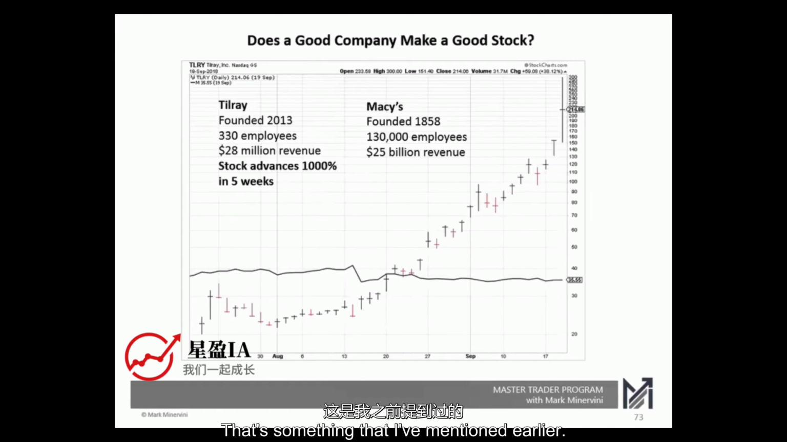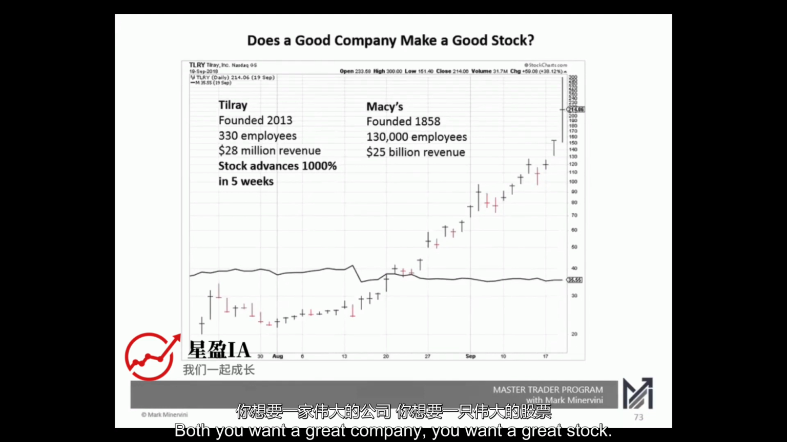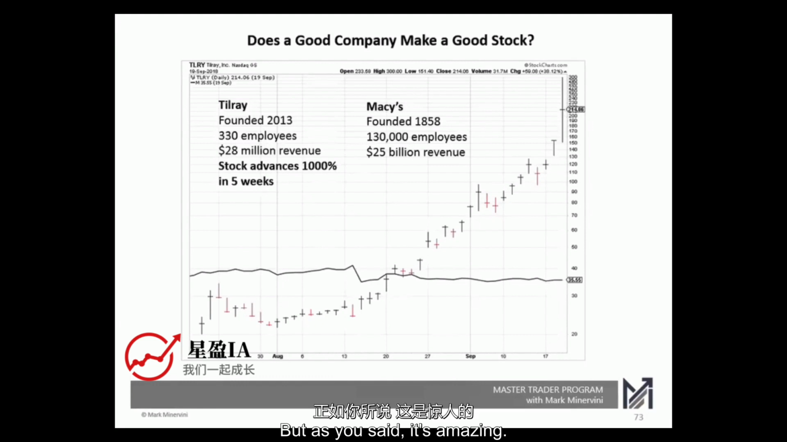Yeah, and that's something I've mentioned earlier, Microsoft, one of the greatest companies around, but went sideways to down for 16 years. So you always get that out of your mind, the difference between a great stock and a great company. You want both. You want a great company, you want a great stock. If you can get both of those, you're probably going to have a great move. But as you said, it's amazing, some of the companies, even now, that have had big moves and they don't really have great fundamentals.